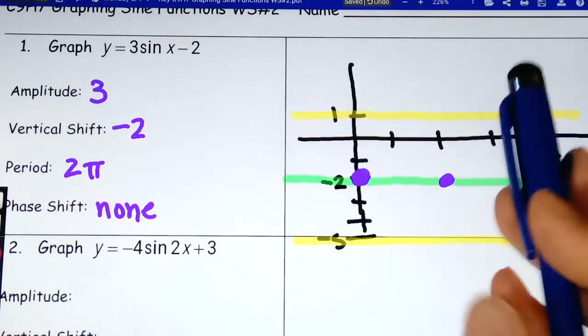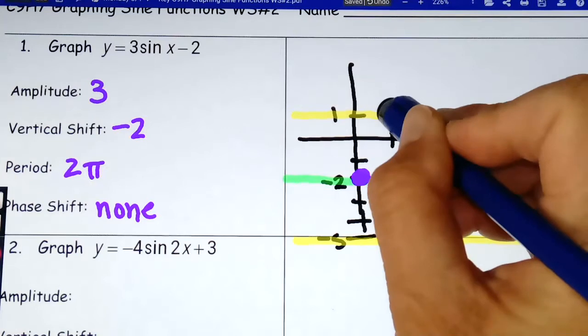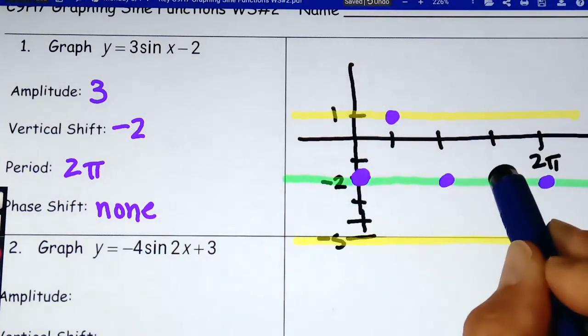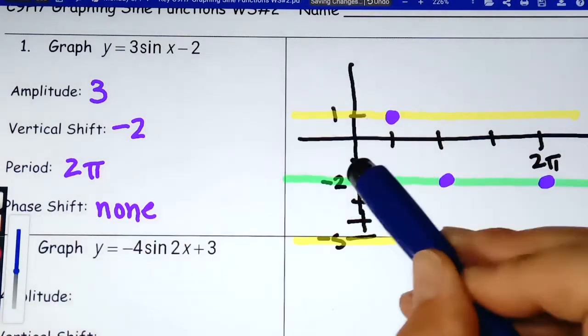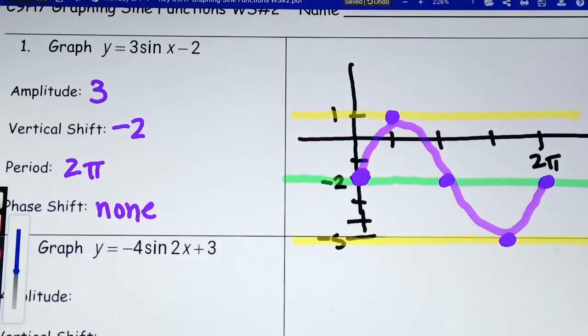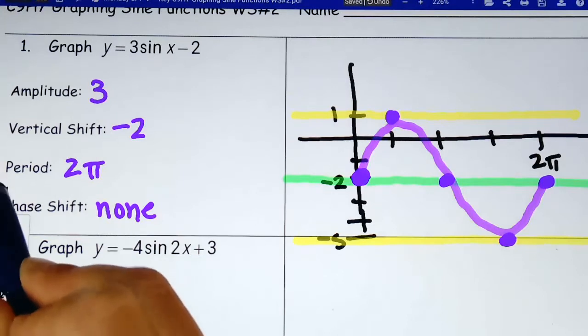But because my amplitude is 3, I'm going to go up 1, 2, 3. And halfway between these, which is here, I'm going to go down 1, 2, 3. And this is going to be my sine graph. Okay. So next one.